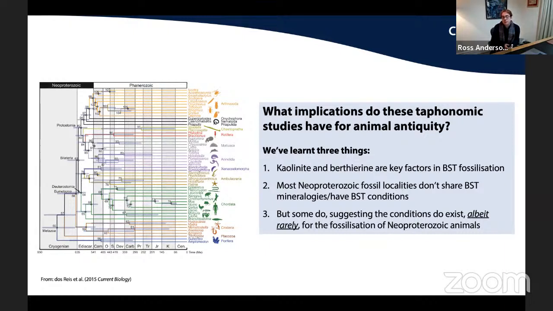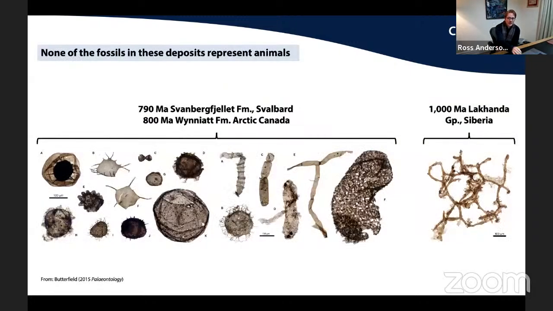Second, most Neoproterozoic fossil localities don't share Burgess Shale-type mineralogies or have Burgess Shale-type fossilization conditions. And this second point is really important because it's the first evidence-based explanation for the disconnect between the molecular and fossil records. But the third point is some do, suggesting the conditions do exist, albeit very rarely, for the fossilization of Neoproterozoic animals. But let's take a deeper dive into the fossils preserved in these rare Neoproterozoic settings, mostly in the Tonian, from the ones we've looked at so far, that do exhibit Burgess Shale-type mineralogies.